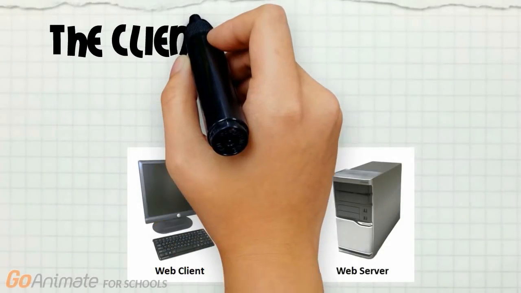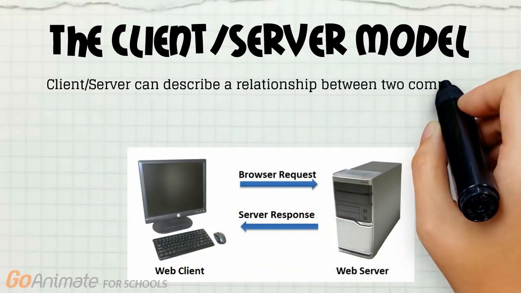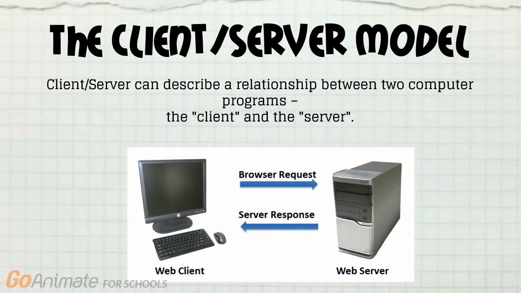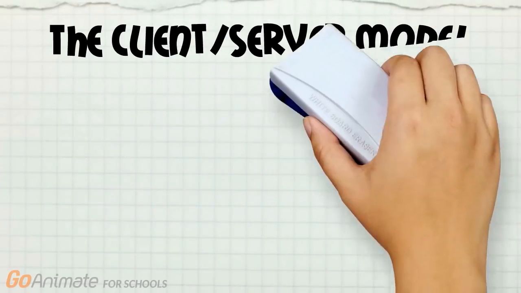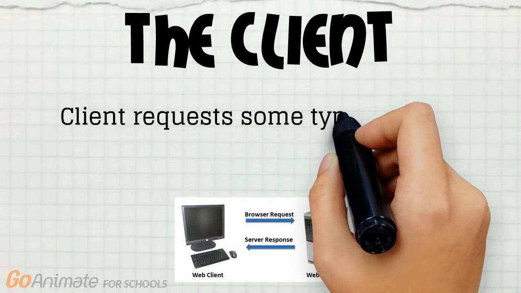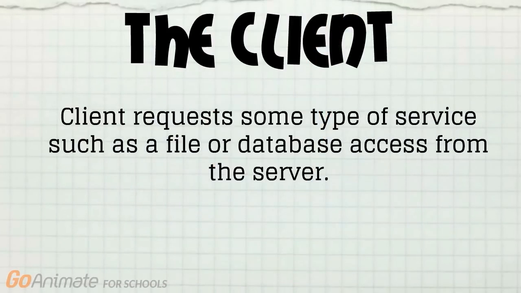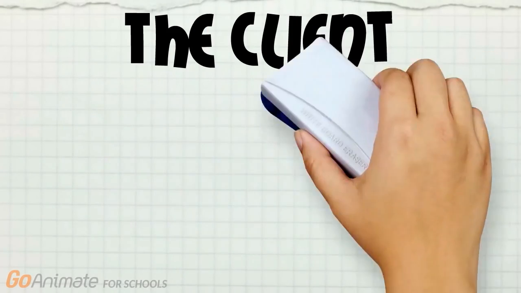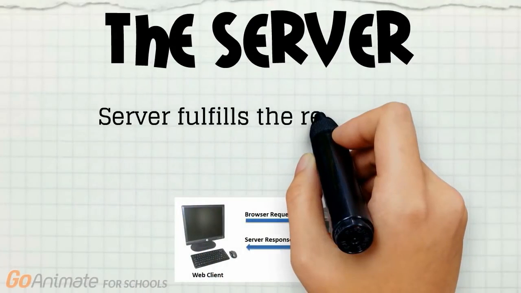Client-server can describe a relationship between two computer programs, the client and the server. For the Internet, the client is a web browser and the server is a web server. The client requests some type of service, such as a file or database access, from the server. And the server fulfills the request and transmits the results to the client over a network.